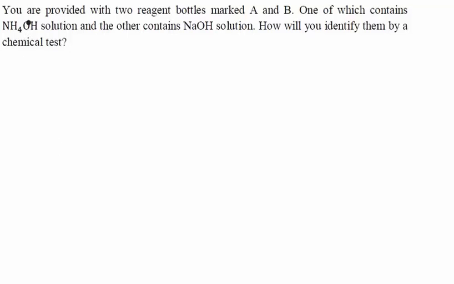So look at this particular question. You are provided with two reagent bottles marked A and B, one of which contains NH4OH, that is your ammonium hydroxide solution, and the other contains NaOH solution, that is sodium hydroxide solution. How will you identify them by a chemical test?